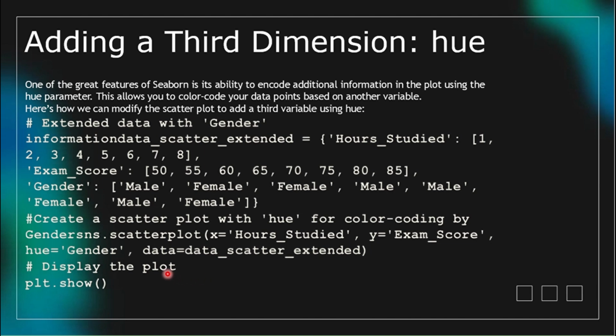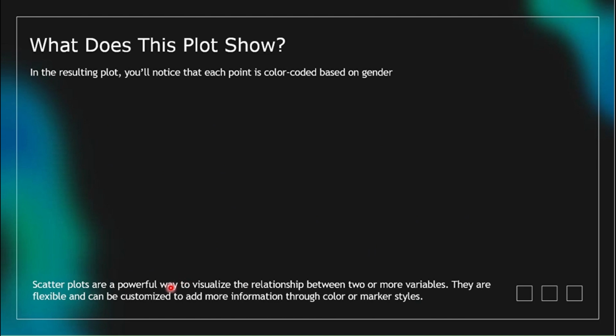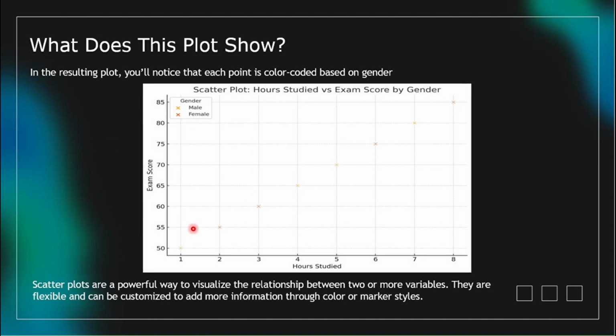So, what does this plot show? In the resulting plot, you will notice that each point is color coded based on gender. This helps in understanding whether there's any visible pattern in exam scores or study habits between male and female students. You can easily spot if one gender tends to score higher or study more than the other.